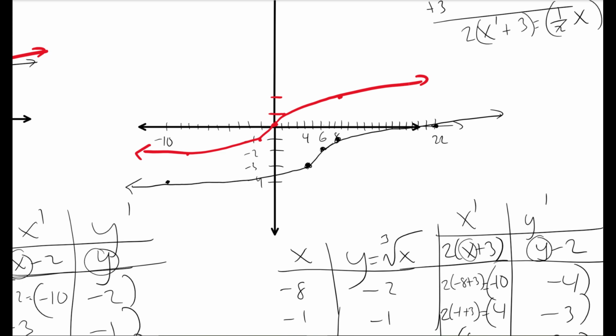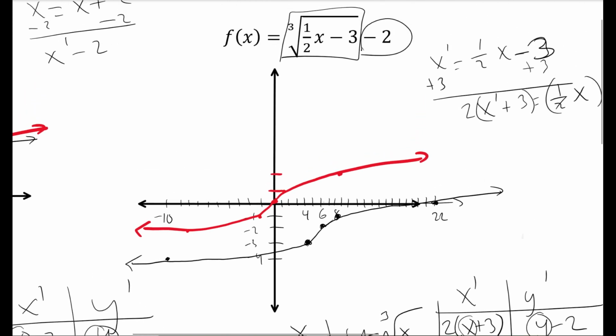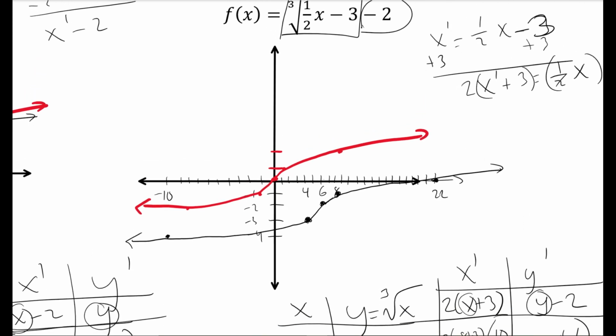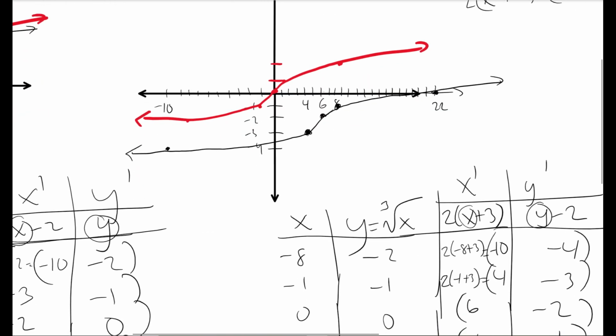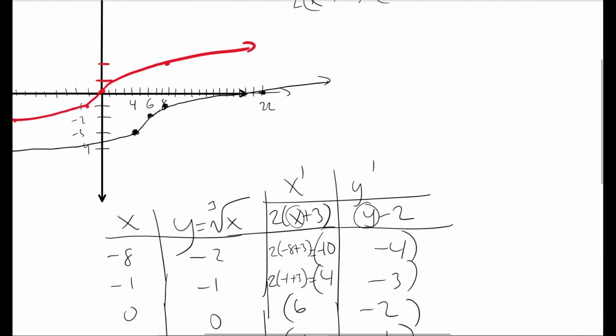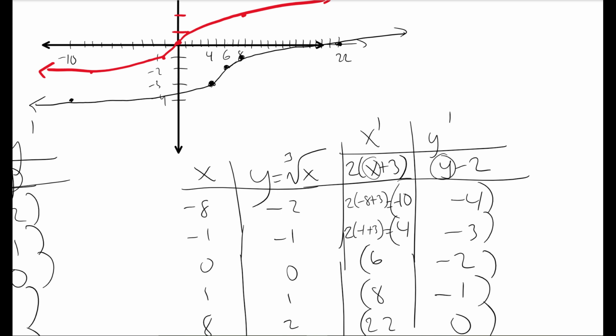So what happens to the parent function? Well, it got shifted, looks like to the right. Let's see, by how much here? If we really look at it, it looks like it got shifted to the right by 6. So if we look at this right here, this is the same thing as 2x plus 6. So it looks like it got shifted to the right by 6.